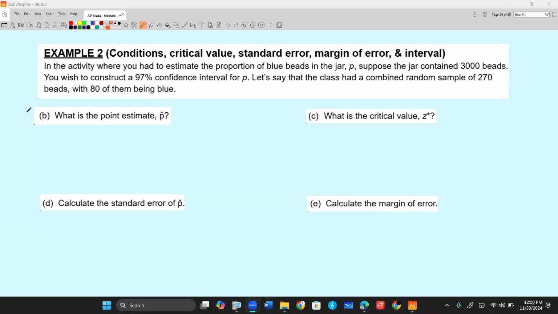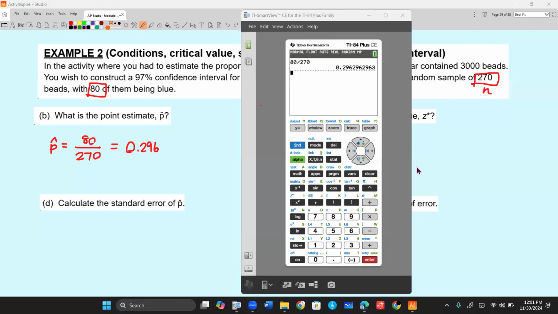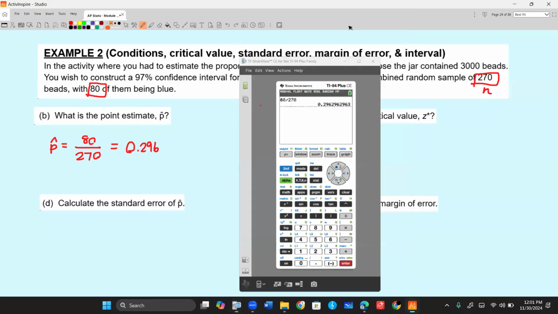The point estimate is our sample proportion. In this case, what's our proportion of blue beads? I have 80 blue beads. So my sample proportion is going to be 80 blue beads out of how many am I sampling? 270. This is my sample size. So 80 out of 270, and that's going to give you 0.296. We'll write it as a decimal because that's how we're going to write our confidence intervals anyway.